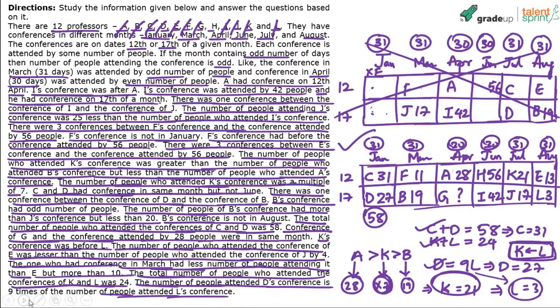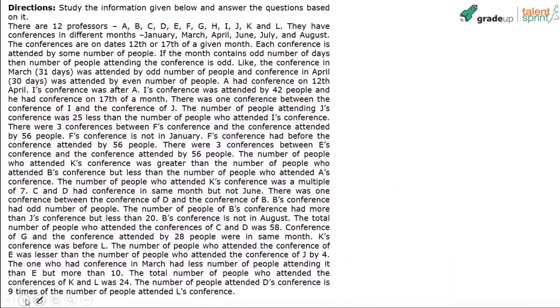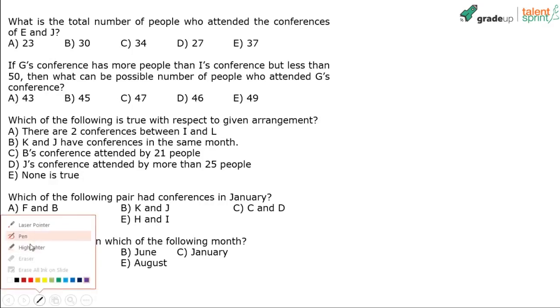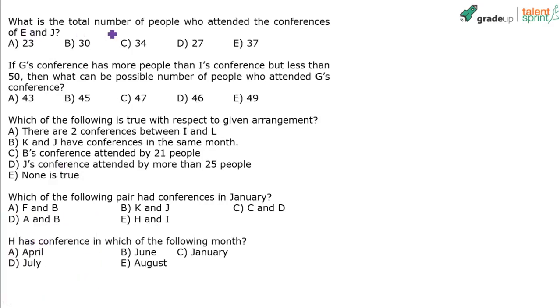Now let's look at the questions. I'll have to come back to this slide often to look at the arrangement for answering the questions. Here are the questions, all the questions. What is the total number of people who attended the conference of E and J? So basically E plus J.